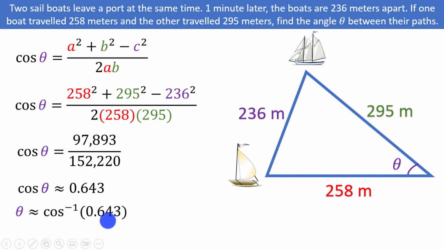Theta is equal to the inverse cosine of 0.643. If we plug this into our calculator, we get that theta is approximately equal to 49.98 degrees. The angle between the paths of the two boats is 49.98 degrees. Alright, my friends, that finishes this video discussing the law of cosines.